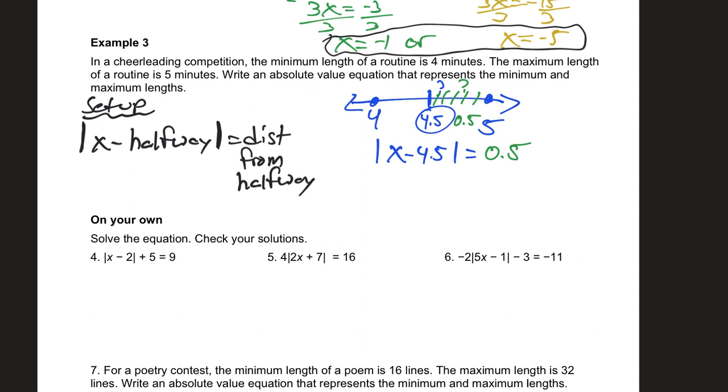That's how you set this up. Okay, so that's how we set it up. And from there, we're going to go ahead and solve this equation. Actually, we're not going to solve. It just says write an absolute value equation. Sorry, it doesn't say to solve it because we know what the answer is. It's 4 minutes and 5 minutes. This is our lovely answer here. So that's writing the absolute value equation. It does require a little bit of thinking there.